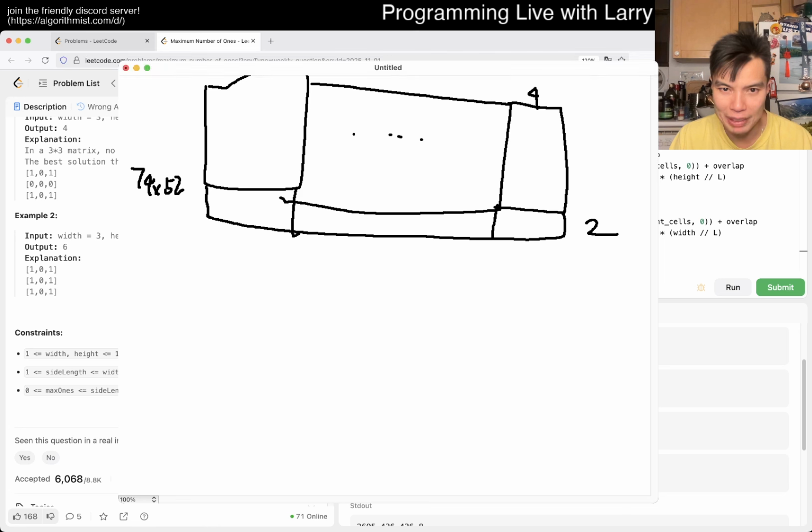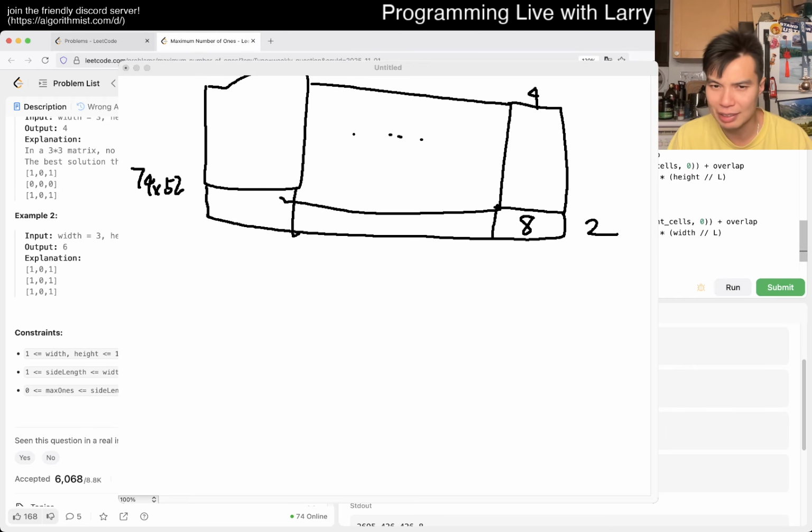And then the overlap is 8, right? So here we have 8. Let's just put in number 8. And that means that for each one, we want, oh, I see. I think I see why.